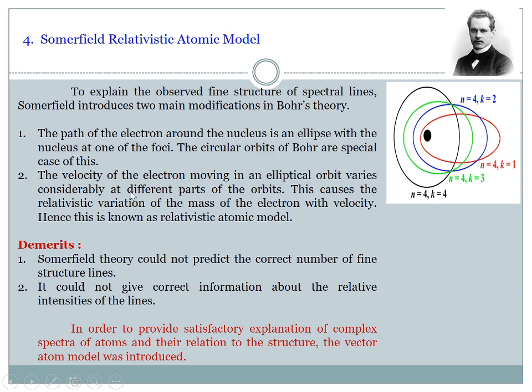But the Sommerfeld relativistic atomic model also has some demerits. The Sommerfeld theory could not predict the correct number of fine structure lines. When you observe the spectrum, how this many fine spectral lines are emitted from the atom could not be explained by the Sommerfeld atomic model. It also could not give correct information about the relative intensities of the lines. When you observe the spectrum, some spectral lines are more intense than others, so there is a variation in the intensity of the spectral lines. Why this variation of intensity occurs could not be explained by the Sommerfeld relativistic atomic model.